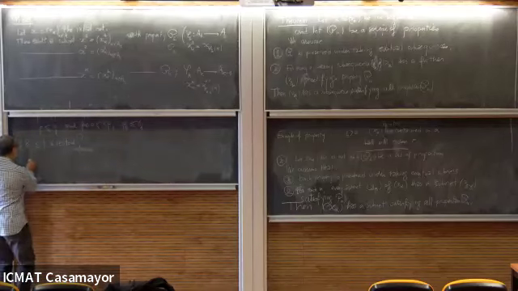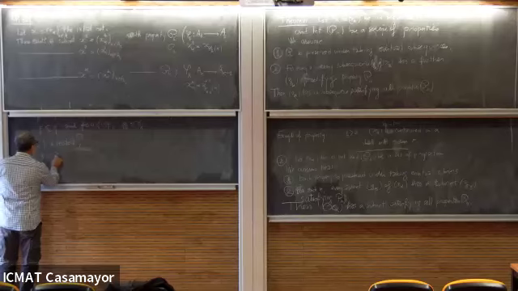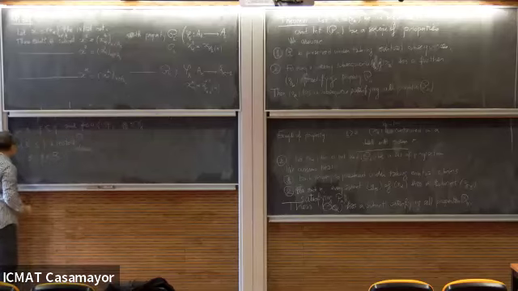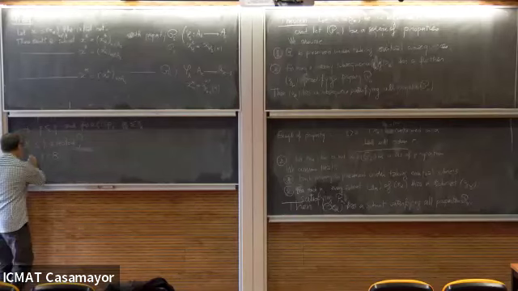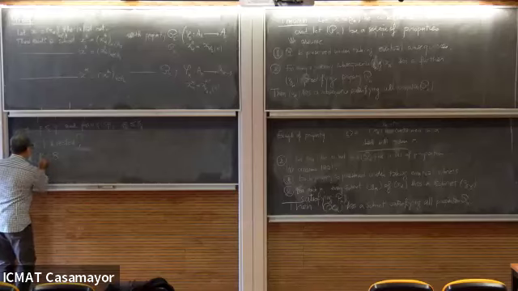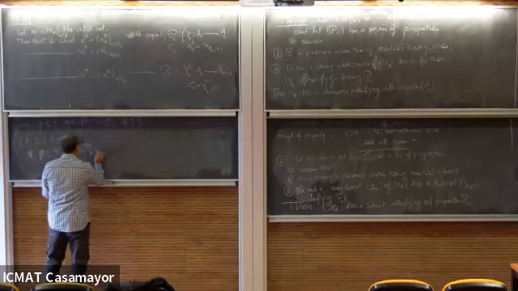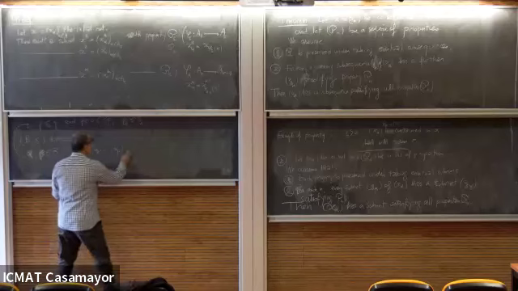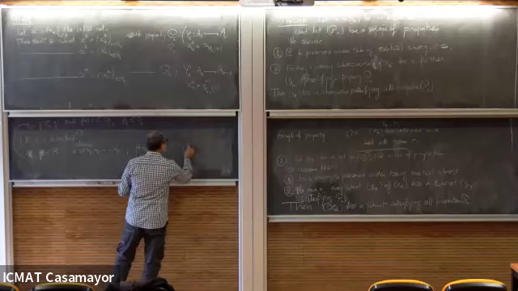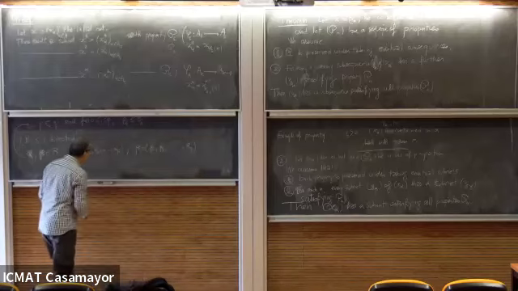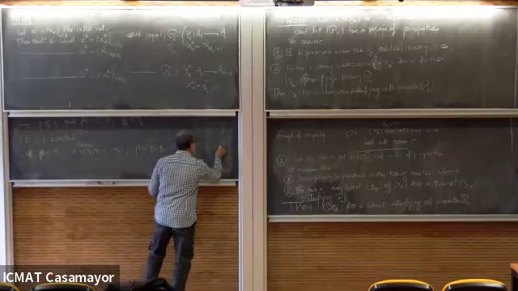So if I take alpha and beta in B like this, alpha is equal to alpha 0, alpha 1, up to alpha p, and beta is equal to beta 0, beta 1, up to beta q. I can assume that p is less or equal than q.